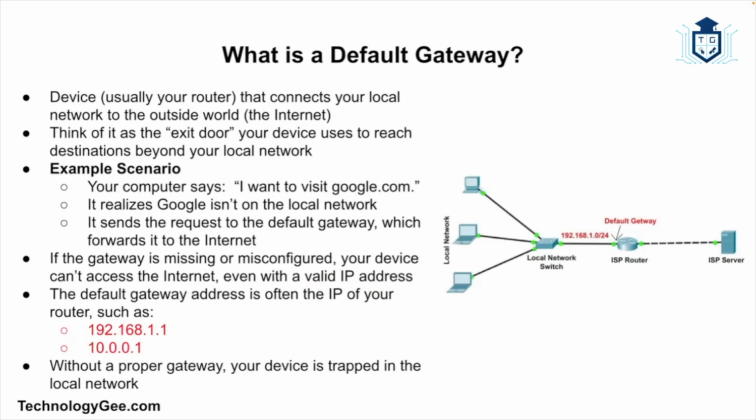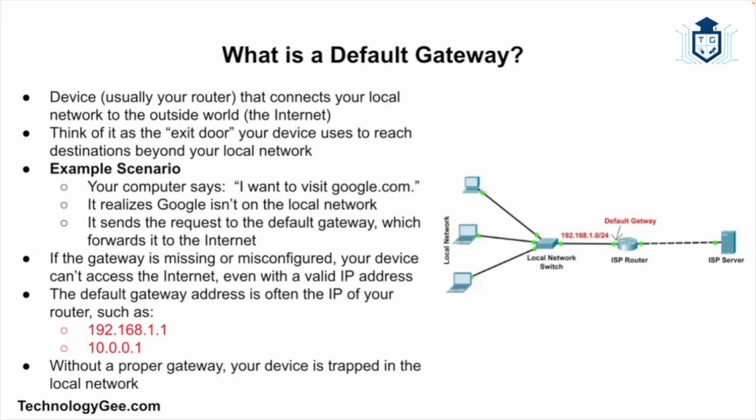And speaking of gateways, a default gateway is the device, usually your router, that connects your local network to the outside world, or the internet. Basically, your device is saying, hey, I want to go visit google.com and it's not on my local network. So your device is going to ask the gateway to handle it for you. Now, if your gateway is misconfigured or missing, then your device will not be able to access the internet, even if it does have a valid IP address.